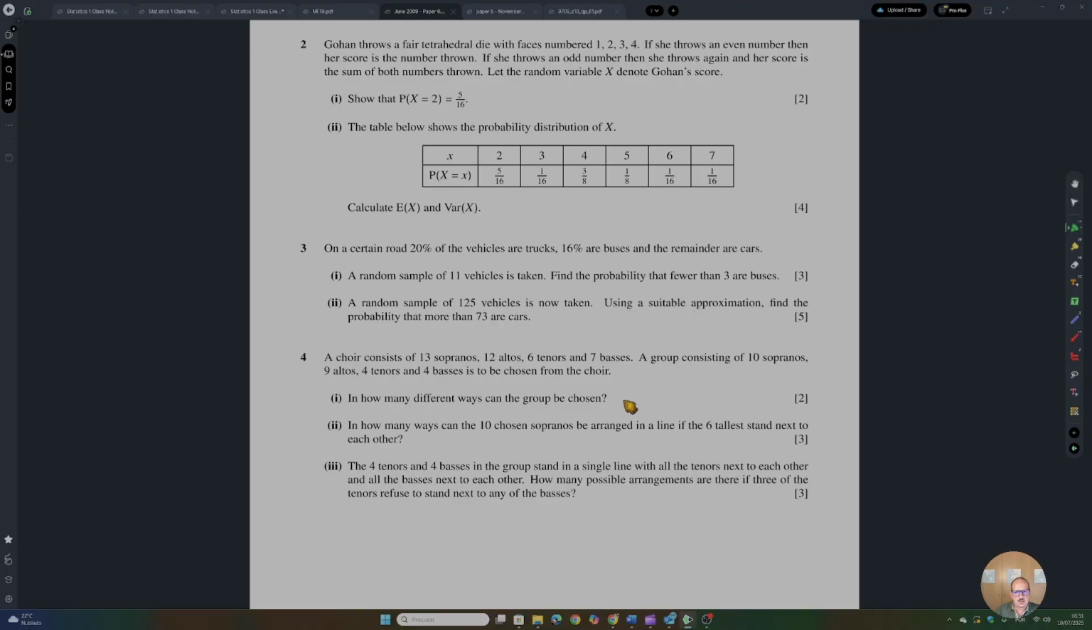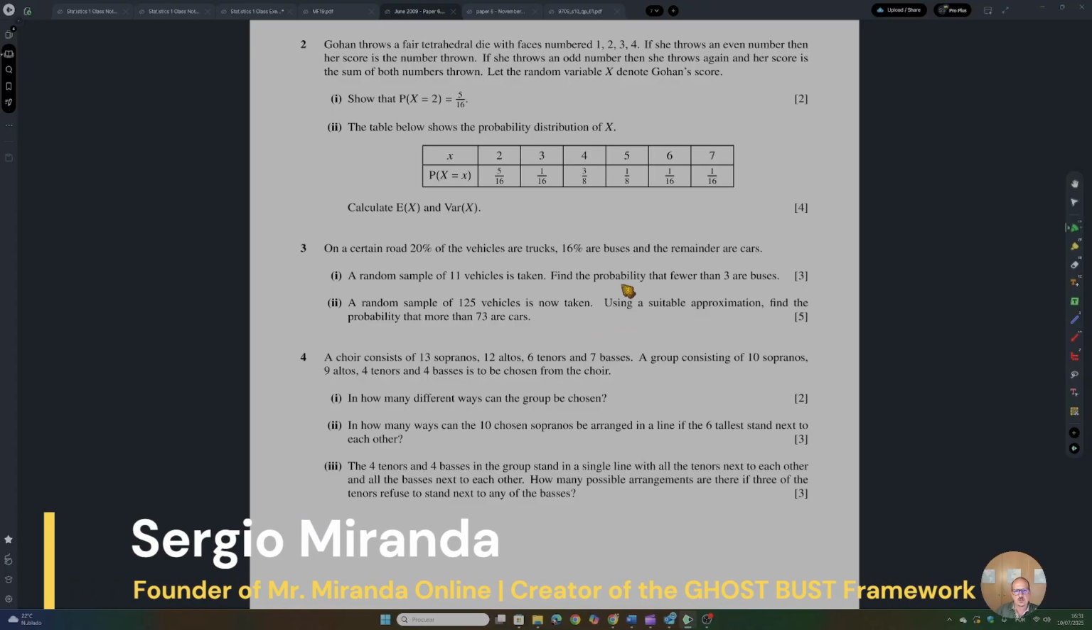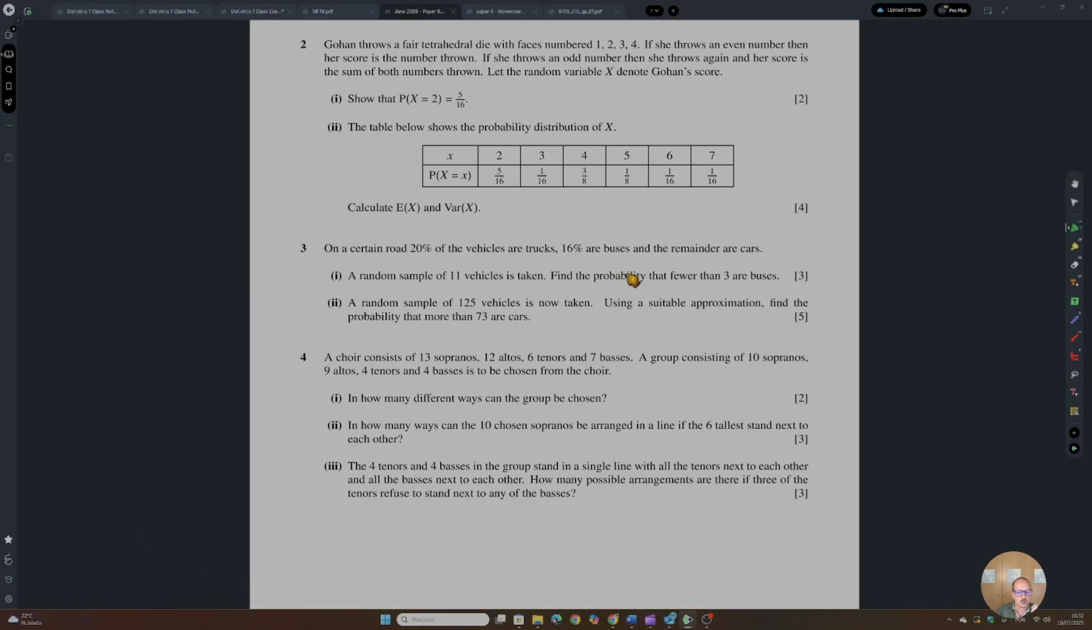Let's now look at some exam questions in which the normal distribution is used as an approximation to the binomial distribution. The first question is question 3, from June 2009, paper 6.